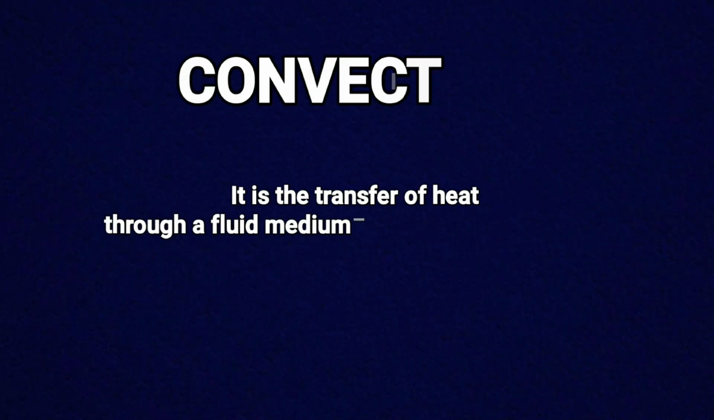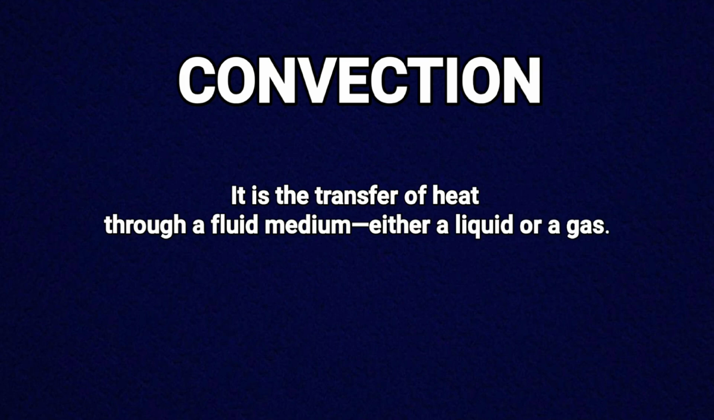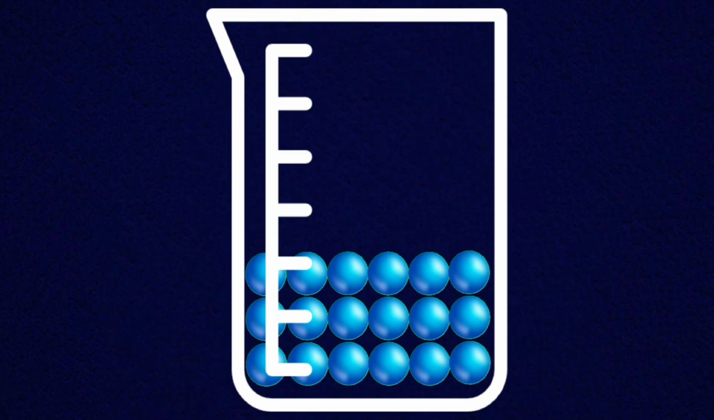Next, let's talk about convection. Convection is the transfer of heat through a fluid medium, either a liquid or a gas, where the warmer parts of the medium rise and the cooler parts sink, creating a circulation pattern. A great example of convection is when you're boiling water.